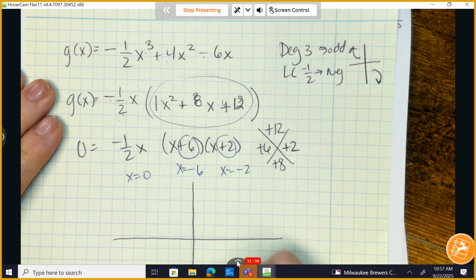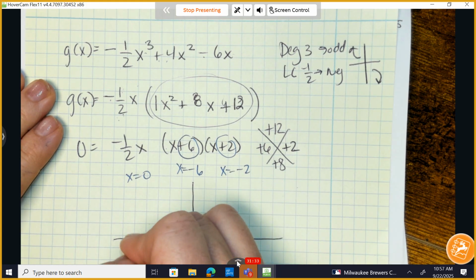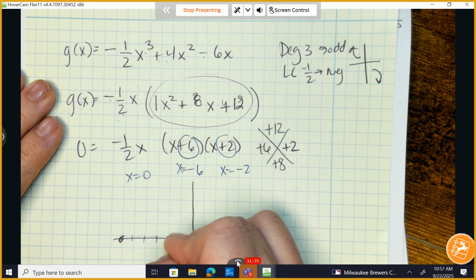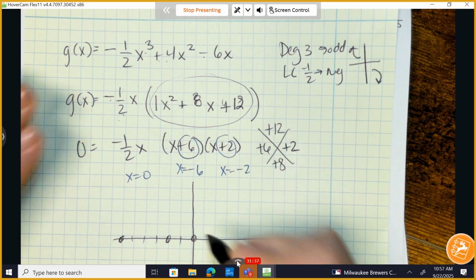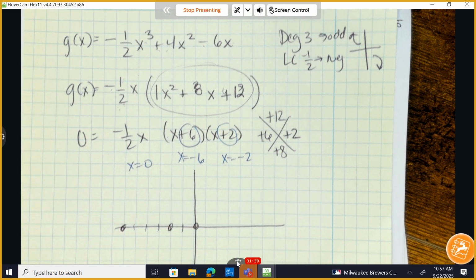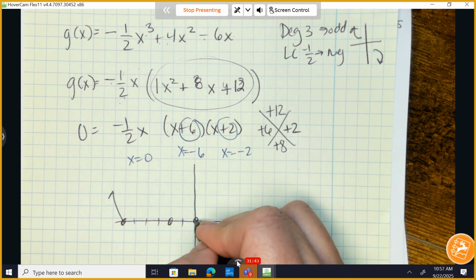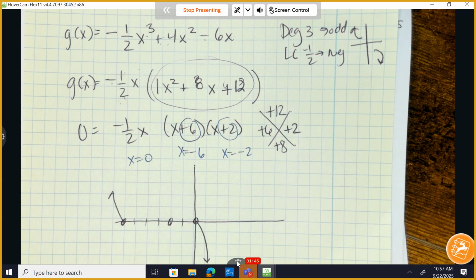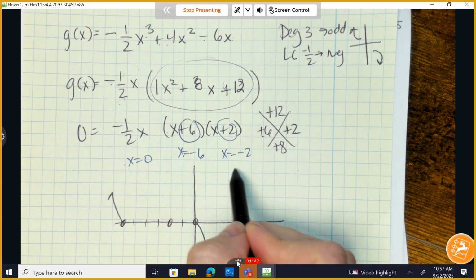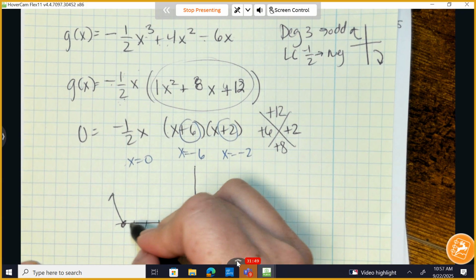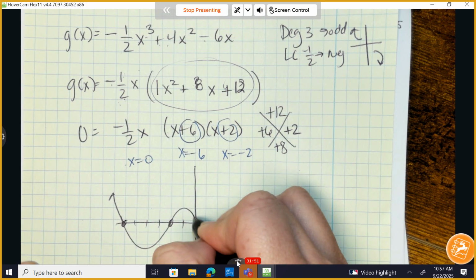So I'm going to come over and find negative 6 and negative 2 and 0. I'm going to apply the end behavior and then realize that each one of these was only listed once. That means I'm going to cut through, and cut through.